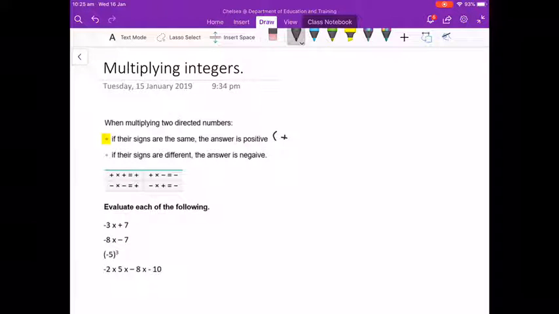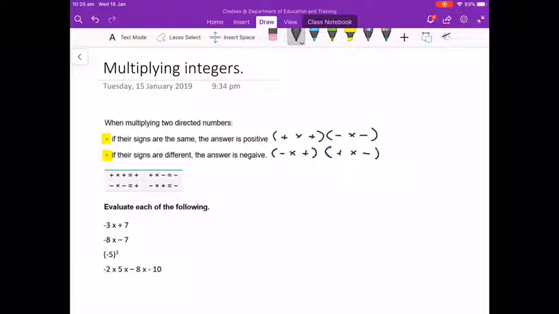For example, if you're multiplying two positives, the answer will be positive. And if you're multiplying two negatives, the answer will be positive. But what happens when we are multiplying different symbols? When we multiply a negative and a positive, the answer becomes negative. And when we multiply a positive with a negative, the answer will again be negative because the negative overrides. And you can see this information being displayed below.